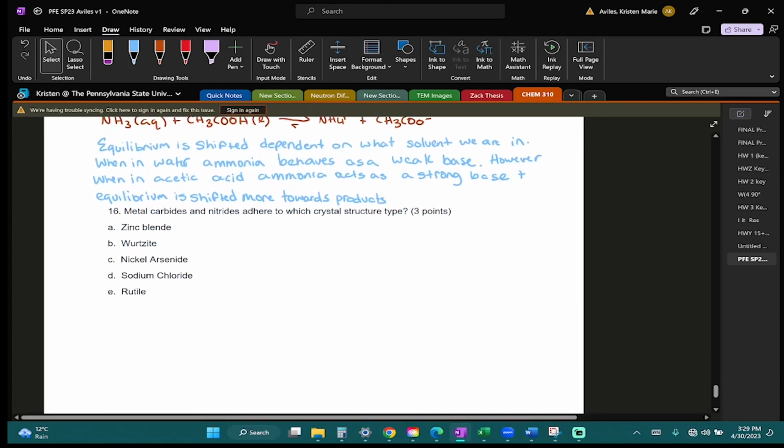All right. Metal carbides and nitrides adhere to which crystal structure type? We have something that's pretty ionic. So what do we think this is going to be? Think about the sizes of them. Think about how they like to coordinate to things, the properties of metal carbides and nitrides. What structure do you think they'd be similar to? When we're looking at zinc blende and quartzite, those are zinc sulfides. We have nickel arsenide, sodium chloride, and rutile. It's sodium chloride.